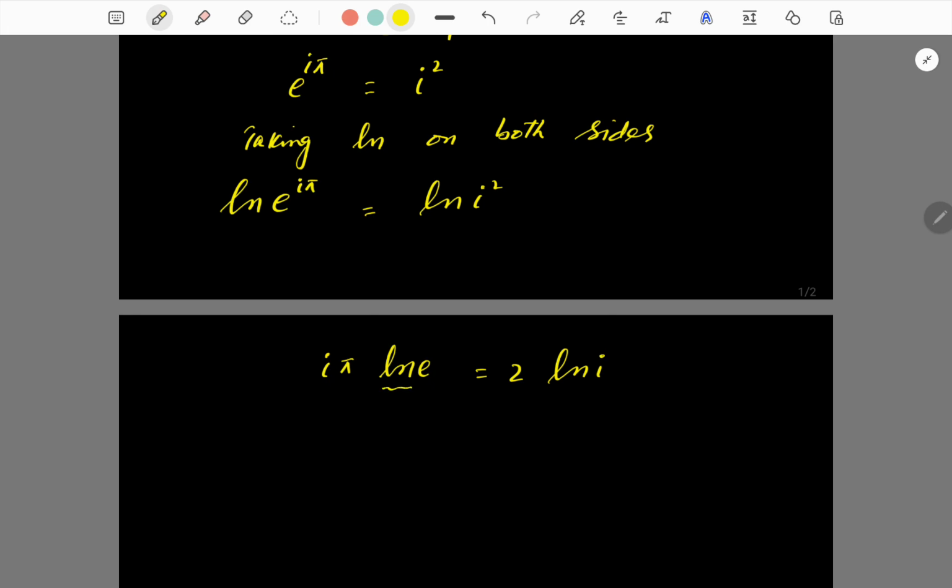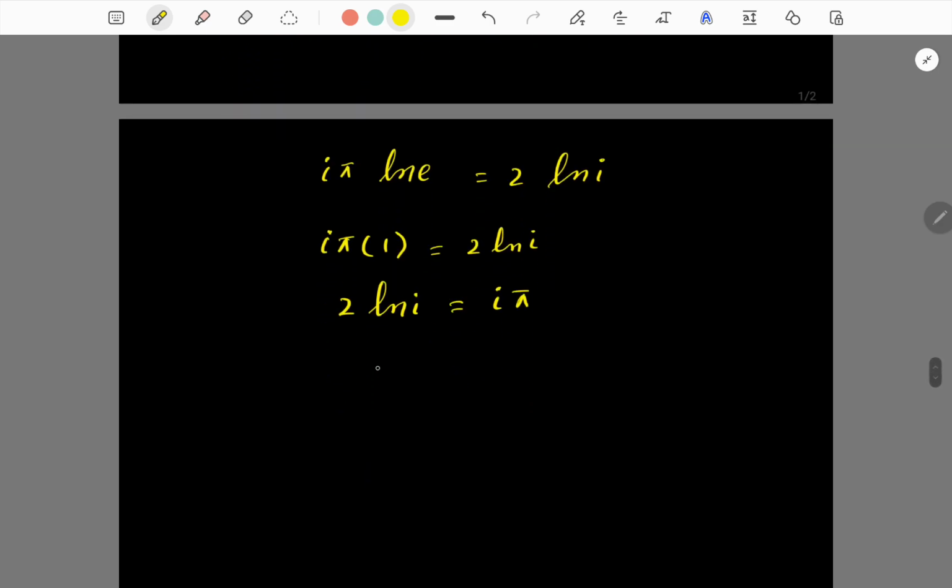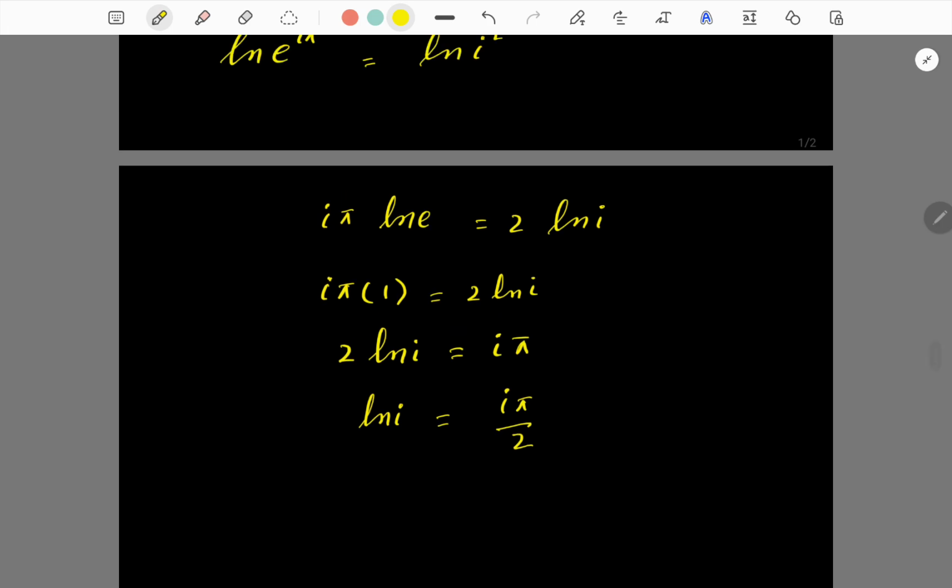We know that natural log of e is equal to 1. So iota pi times 1 is equal to 2 natural log of iota, or you can write it as 2 natural log i is equal to iota pi, and from here natural log of i will be equal to iota pi over 2.